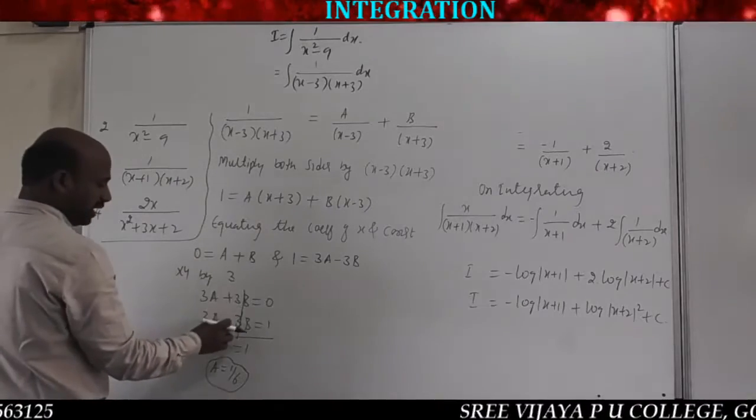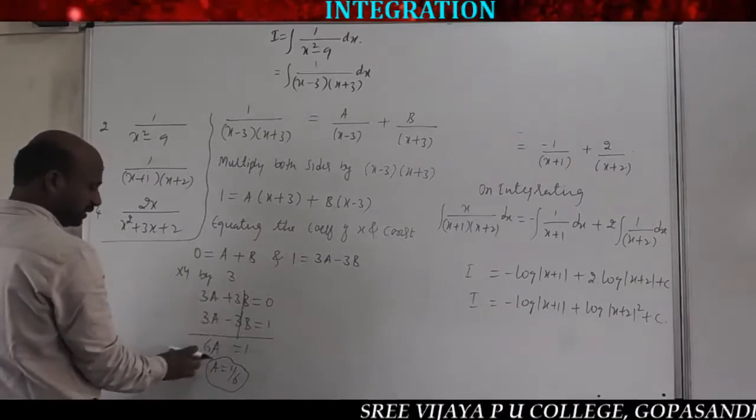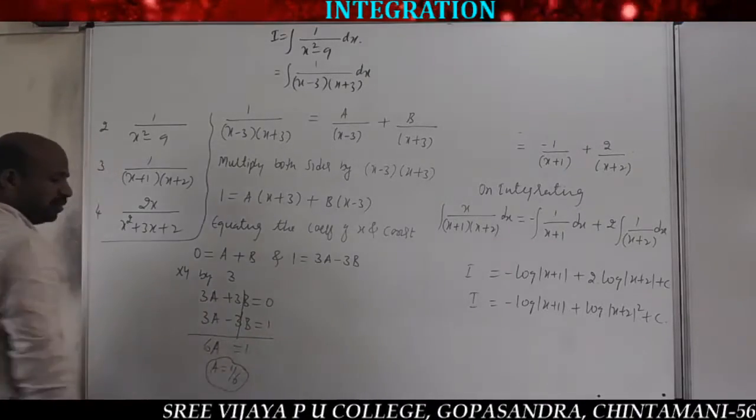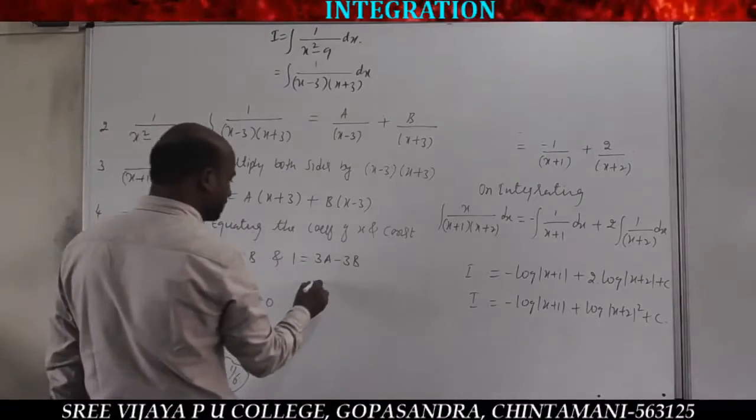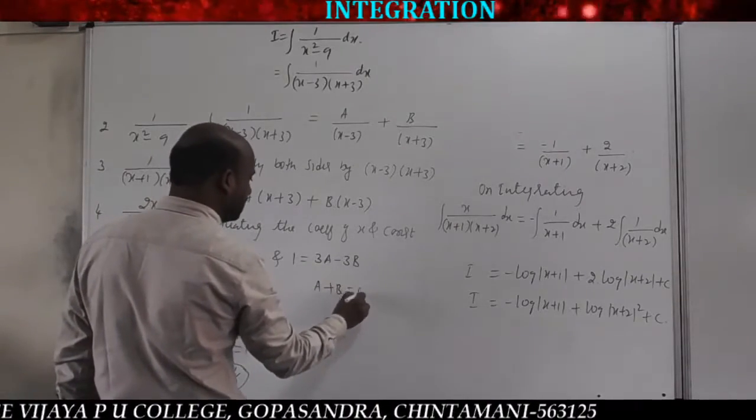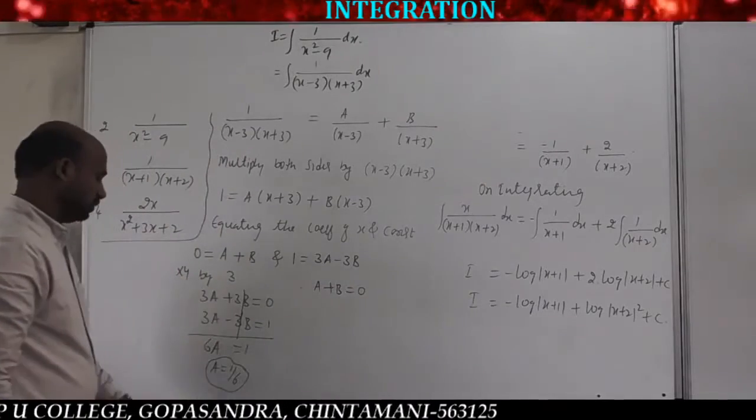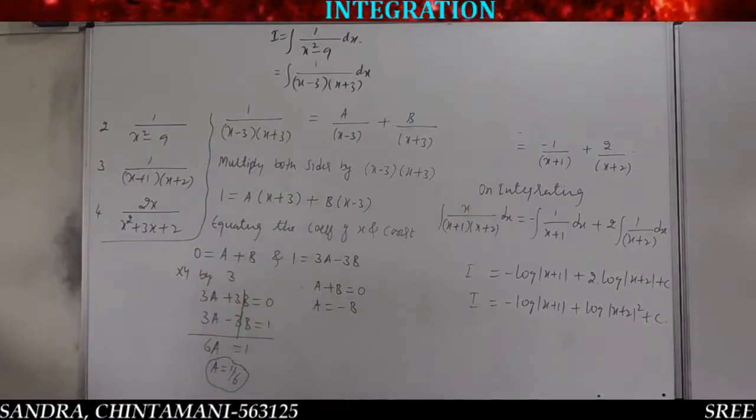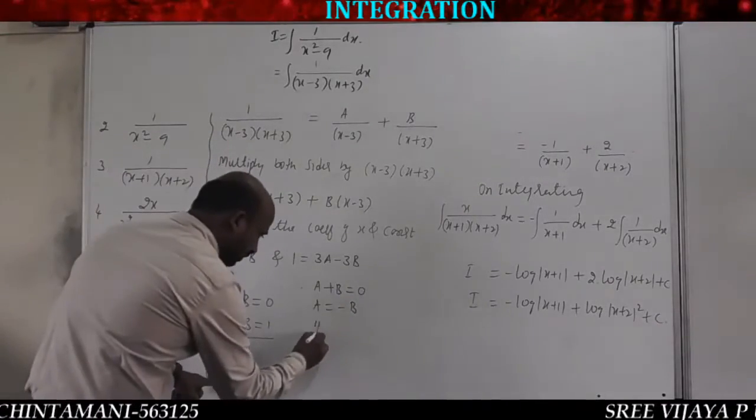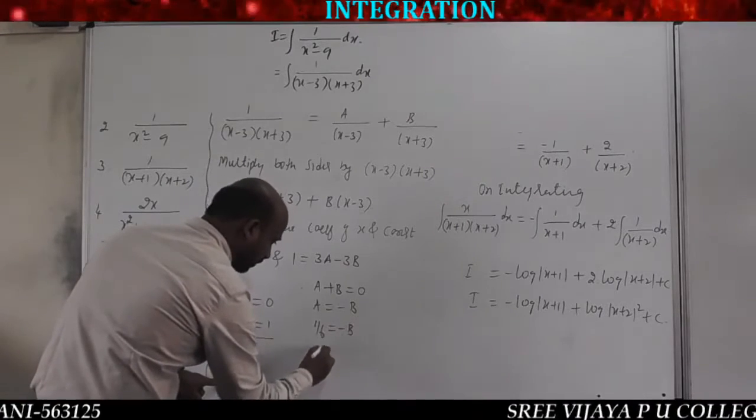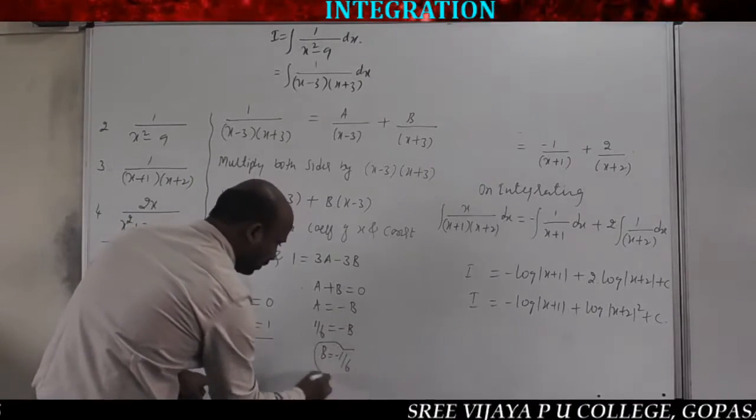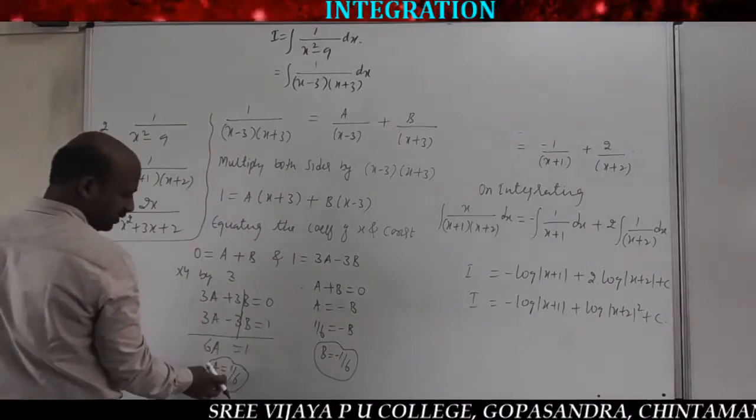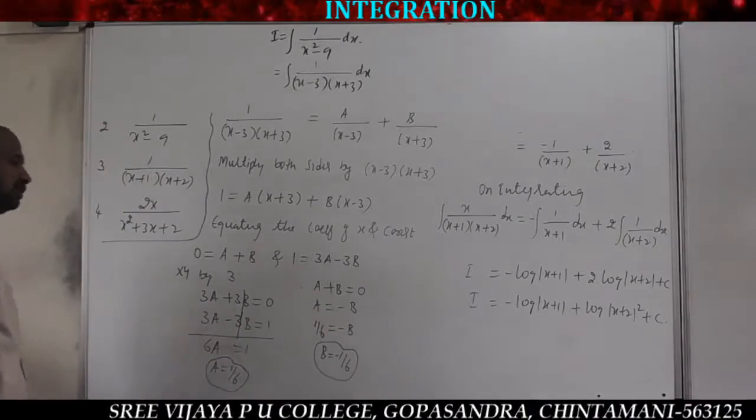So plus 3b minus 3b get cancelled. So 3a plus 3a is 6a. So 0 plus 1 is 1. 6a is 1. Value of a is 1/6. So let us take the equation again. a plus b is 0. So the value of a is equal to minus b. The value of a is 1/6, so 1/6 is equal to minus b. b is equal to minus 1/6. So the value of a is 1/6, value of b is minus 1/6.